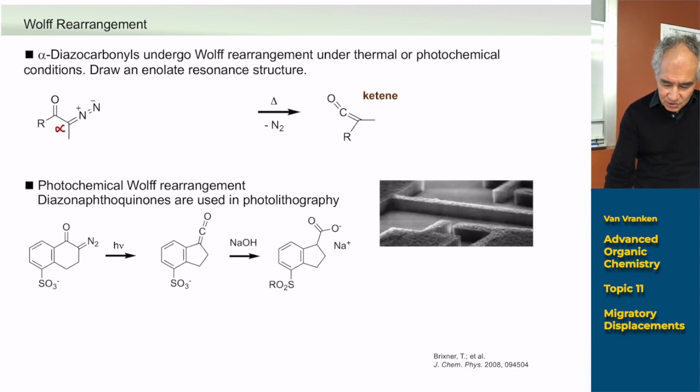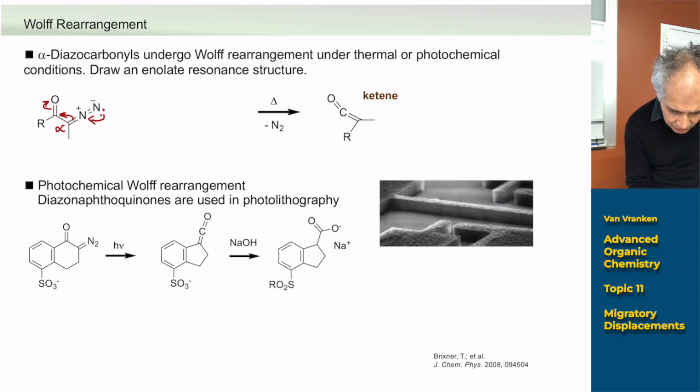I'm going to draw a resonance structure of this that really helps you to see what's going on. I'm going to take these lone pairs here and push down and then move these electrons to make this look like an enolate. This is the resonance structure that's going to be very helpful in terms of understanding what's going on in this migratory displacement process.